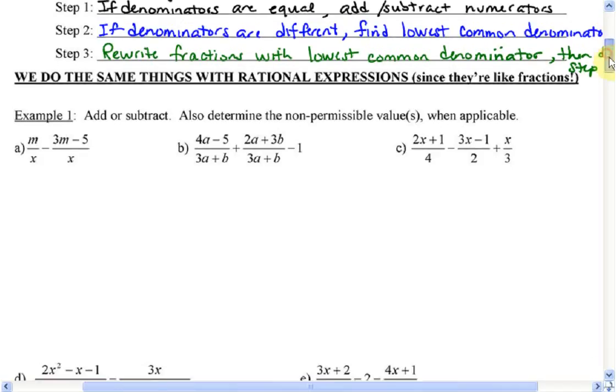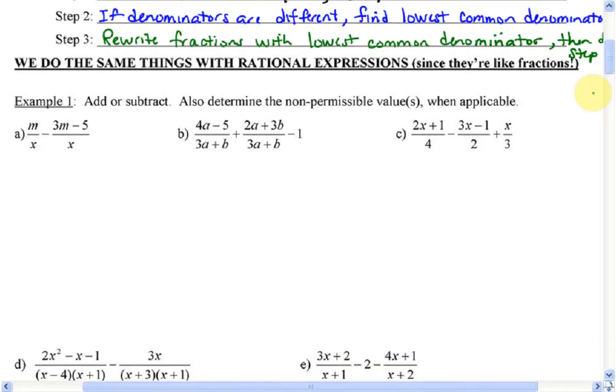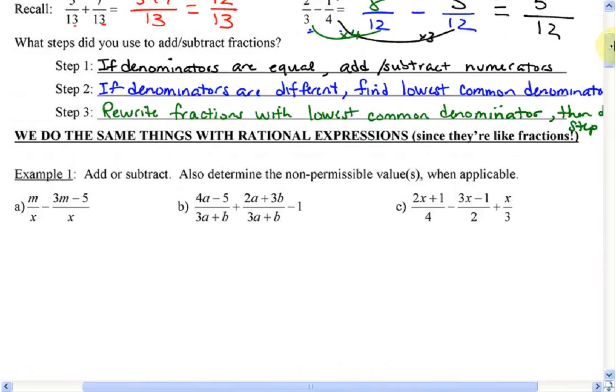So example number 1. All right. Let's add or subtract. Tell me, are the denominators the same? They are. Okay, so what do we do then if the denominators are the same? Just add or subtract. Okay, so here's what I'd like you to do. I'm going to write x like this because the denominator is the same, and I'm just going to put the m on the top, and I'm going to subtract the 3m minus 5.